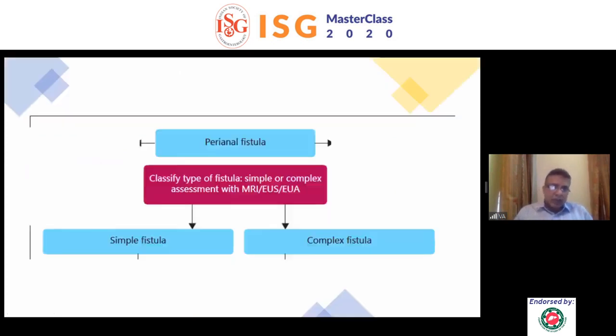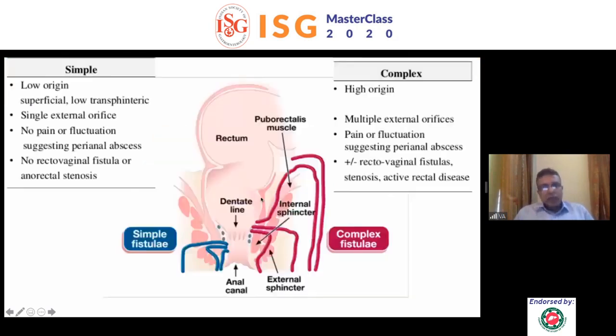So what is simple and complex fistula? How do you decide that? What investigation would you like to do? Best is to do an MRI, or you can do EUS. Sometimes some people also do examination under anesthesia. However, MRI and EUS is something with which most people are comfortable. And that can help you in deciding if it is a simple fistula or a complex fistula.